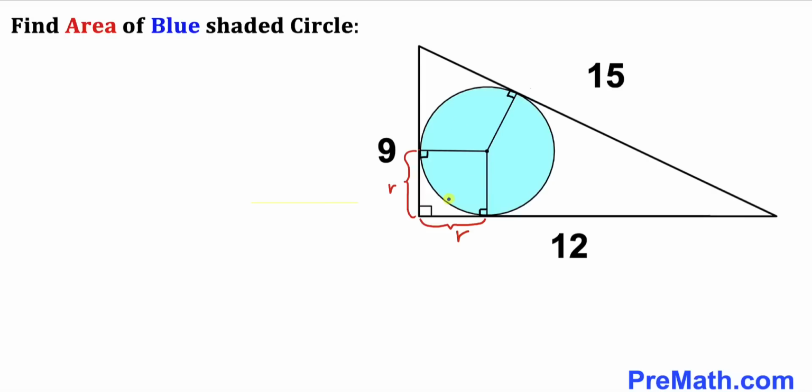And now we know that whole length is 12, so therefore this side length is going to be simply 12 minus r. And on this side, this whole length is 9 units. So therefore, this side length is going to be 9 minus r.